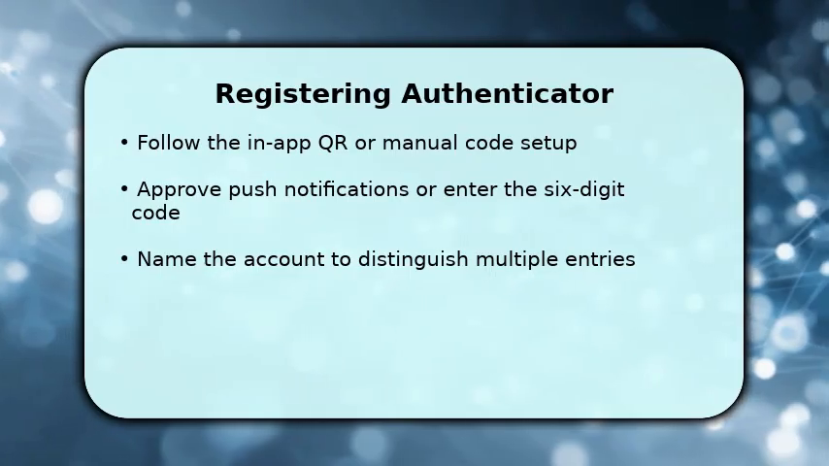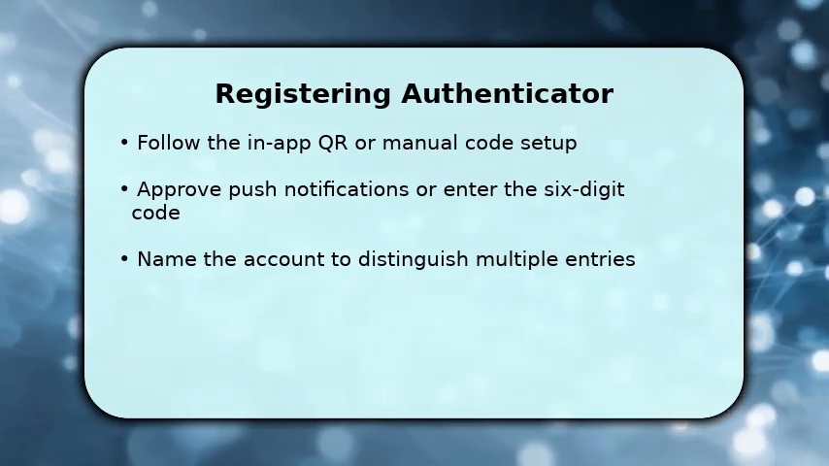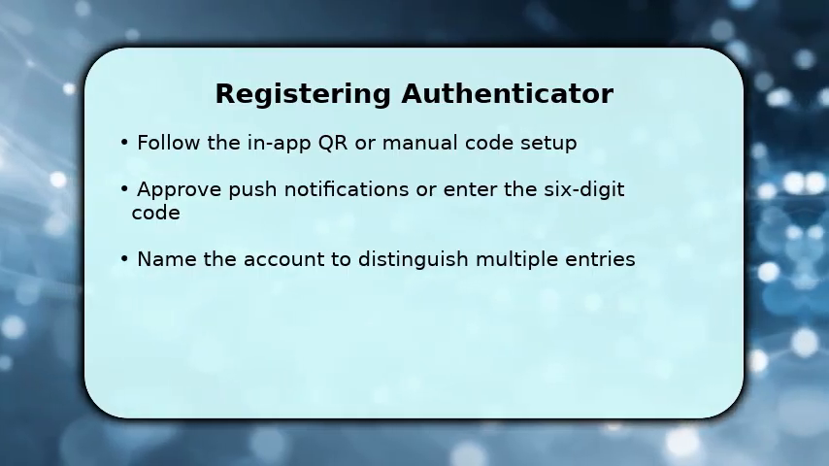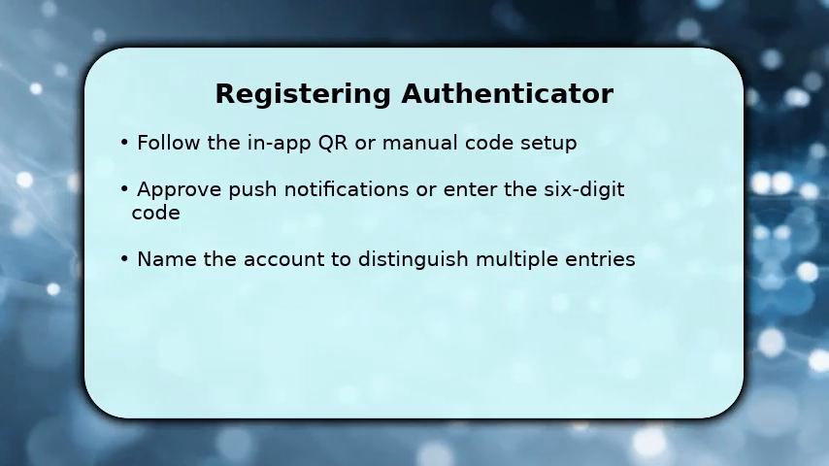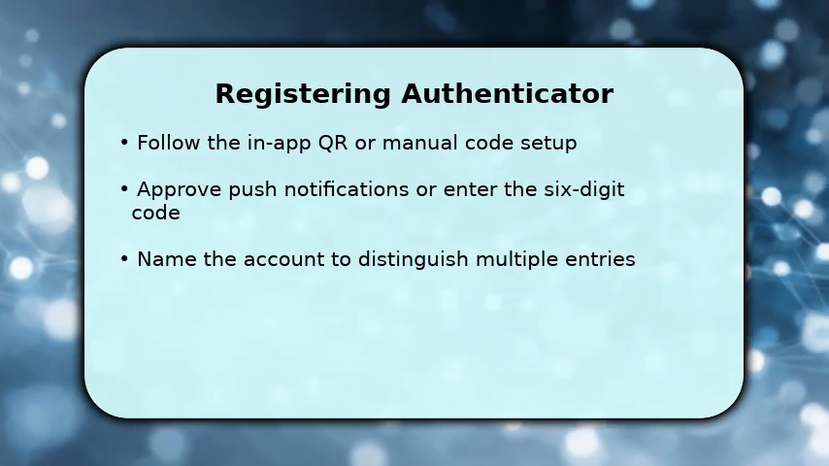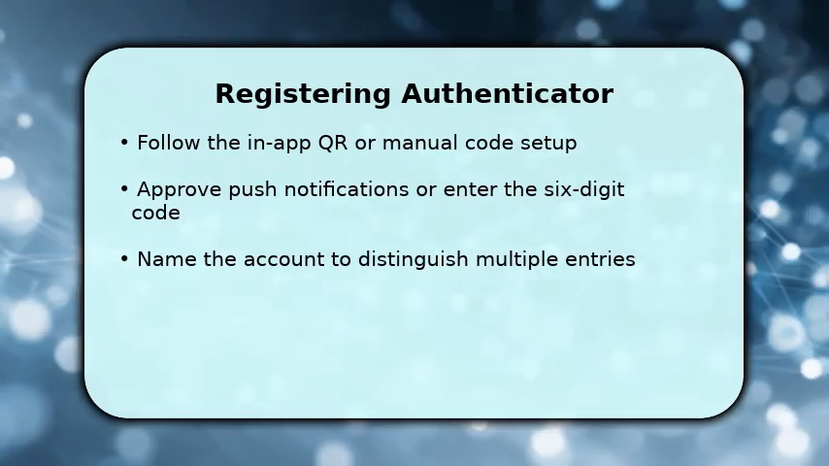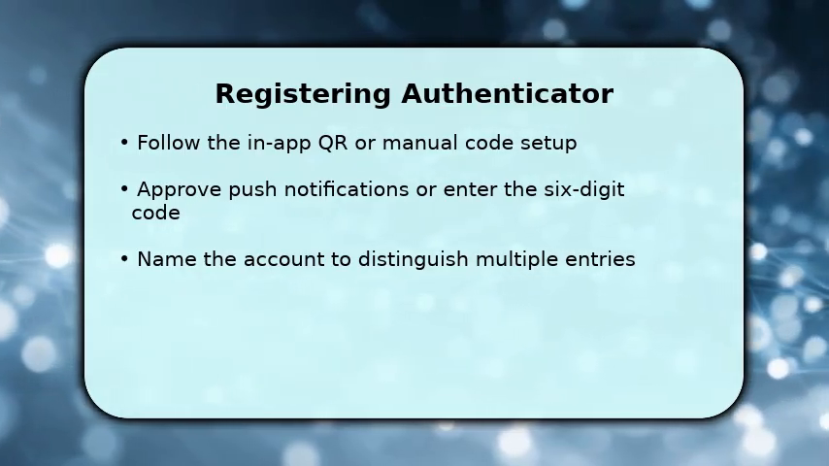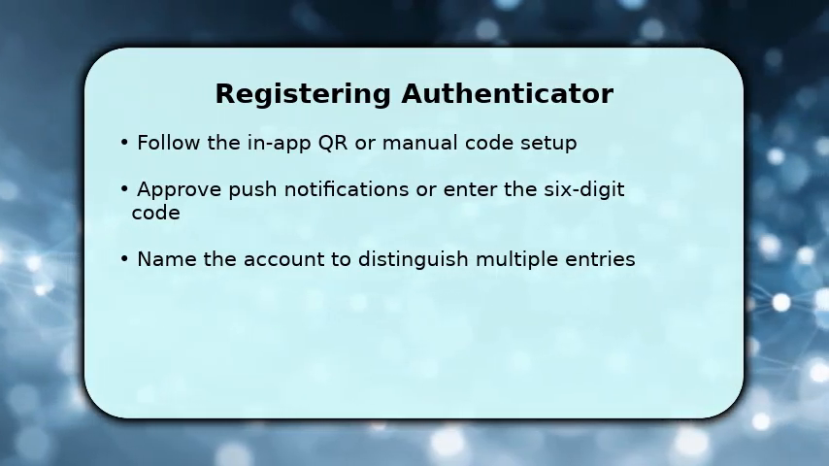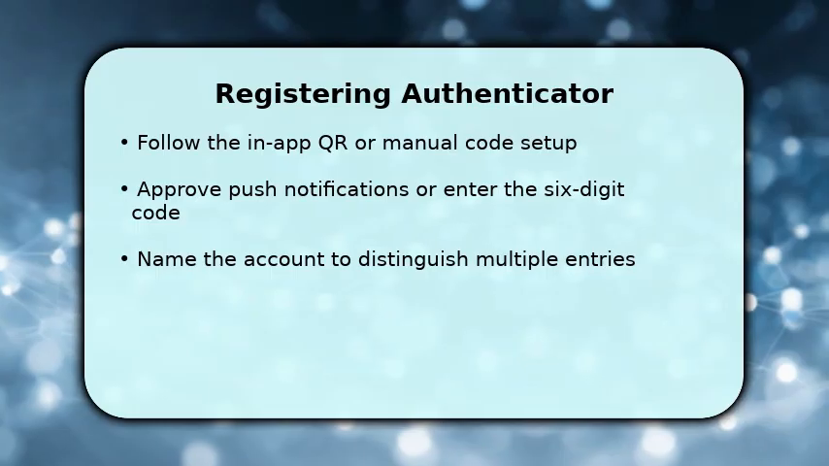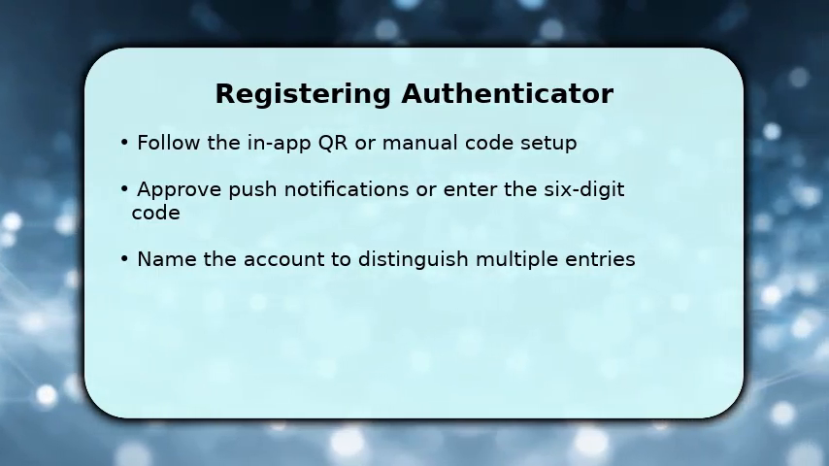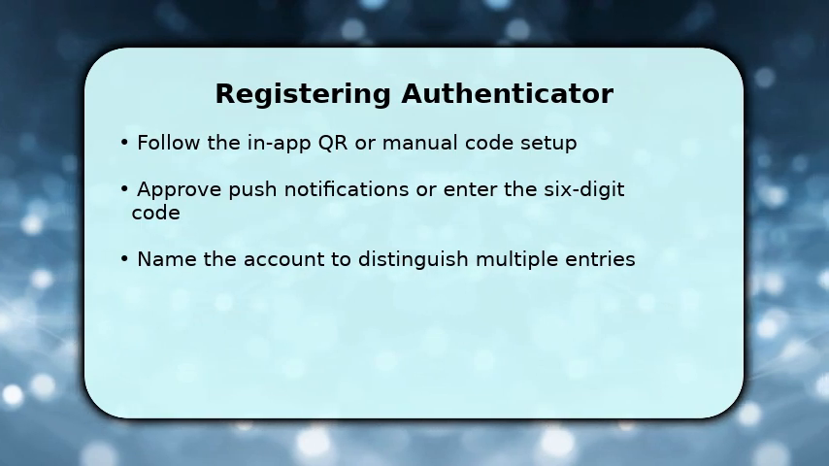Next, you'll register Teams in Authenticator. In the Teams browser prompt pick set up an Authenticator app and either scan the QR code or choose manual setup. Scanning is faster, but manual works offline. Make sure to give the entry a clear name so you can tell it apart if you have multiple accounts. Approve the push notification or type the 6-digit time-based code from Authenticator into the verification field. This step binds your device cryptographically and enables seamless sign-ins.